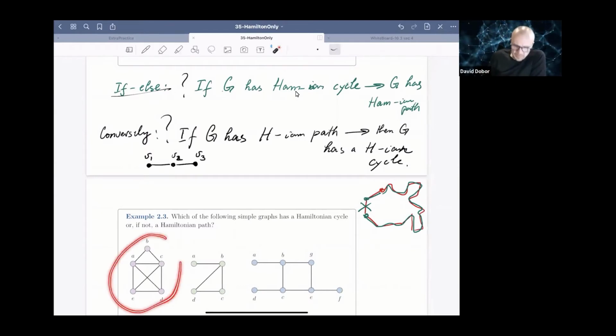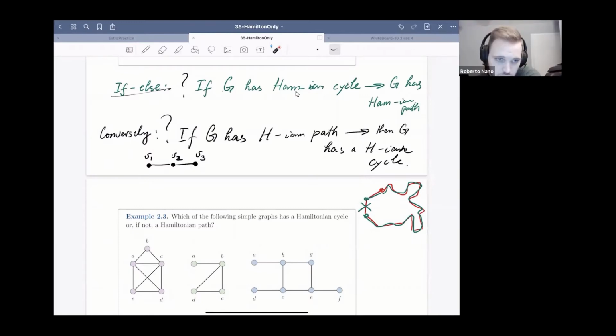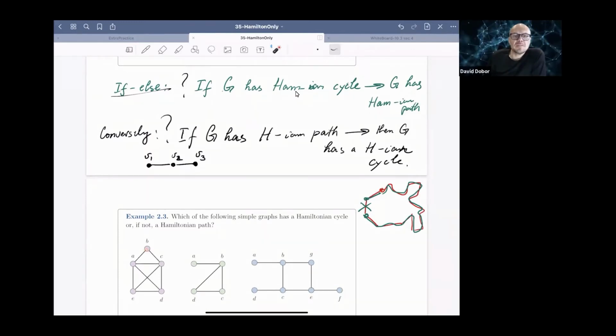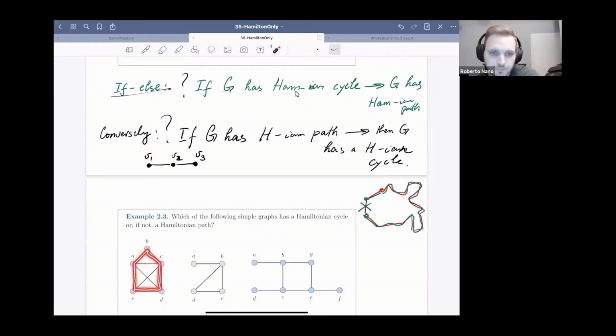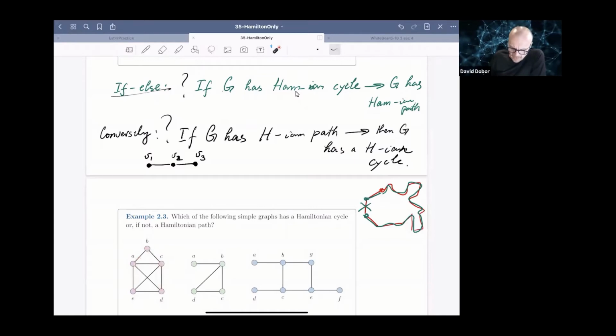Is this graph Hamiltonian? Real quick. Yes. Why is that? Well, you can find a Hamiltonian cycle, right? So this is one. Well, first of all, that's a Hamiltonian path. Is there a cycle? Yes, there is a cycle. There's a Hamiltonian cycle like that. And so this graph has both.